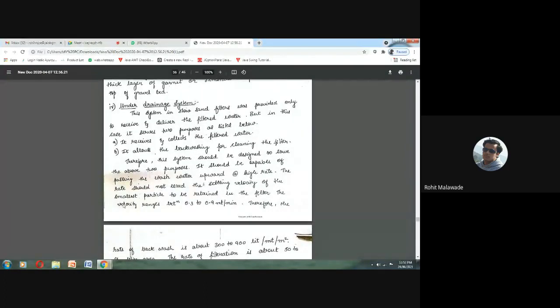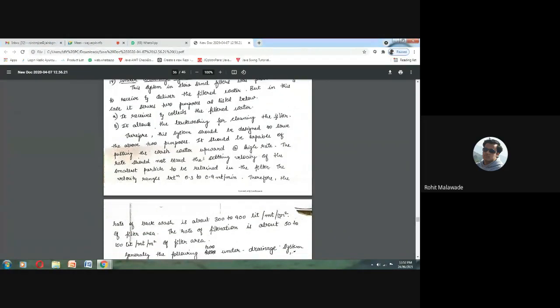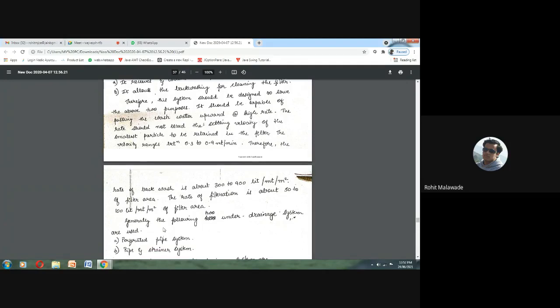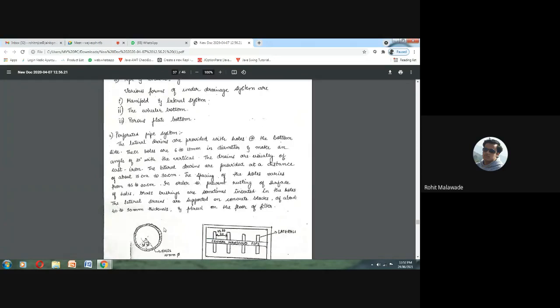Then the rate should not exceed the velocity of the smallest particle. So the flow velocity in your rapid sand filter should vary around 0.3 to 0.9 meter per minute. That much velocity should be maintained, and therefore the backwash, that is what is backwashing, the rate of filtration is about 50 to 100 liter per meter square. Okay, so the rate of filtration in case of your rapid sand filter is around 50 to 100 liter per meter square. That has to be maintained.